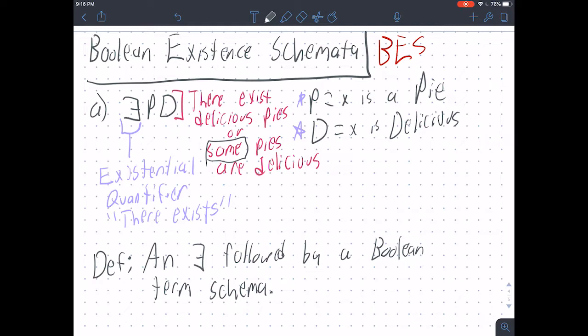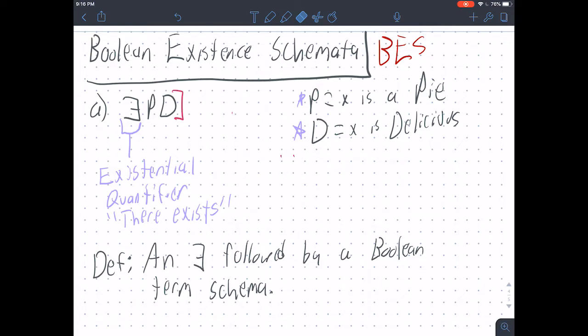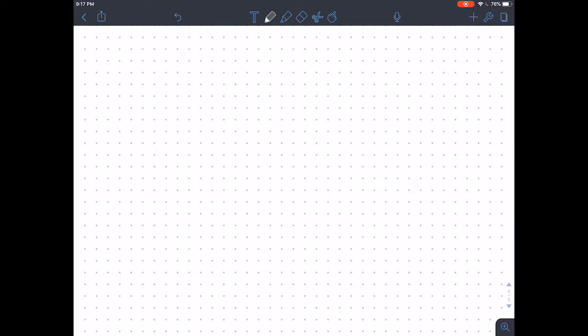I'm out of space, I'll erase some stuff. The first example Boolean existence schema says the same thing as a type I sentence would in term logic. I'm not going to go through the translations right now, but we can rewrite every single one of our sentence forms in term logic with a Boolean existence schema. Let's look at some more examples just so that you can see them.